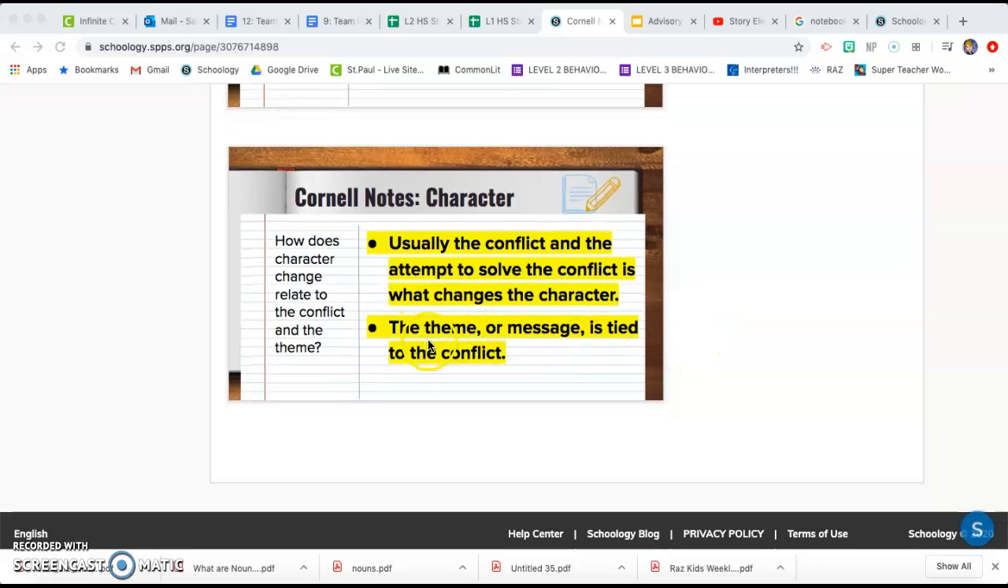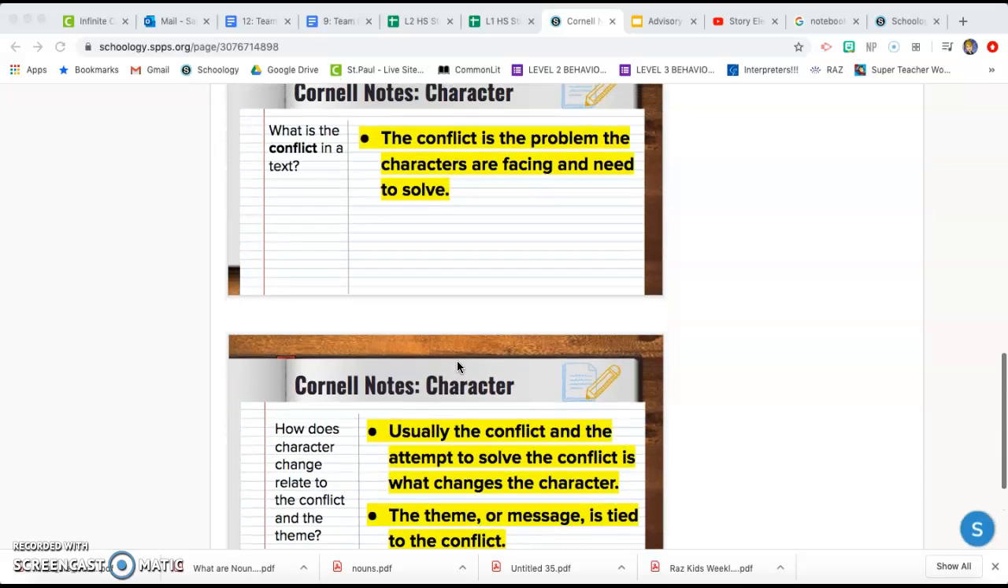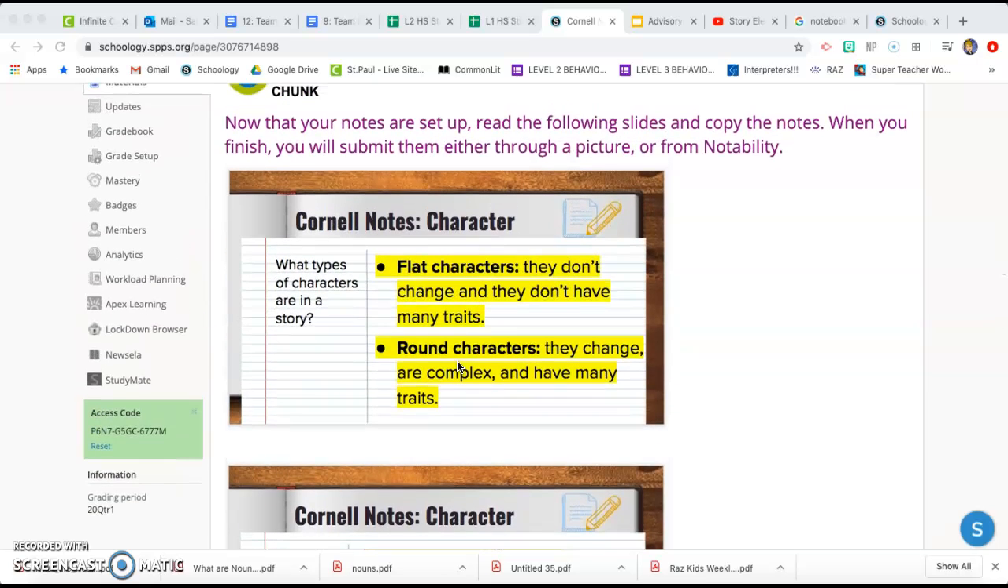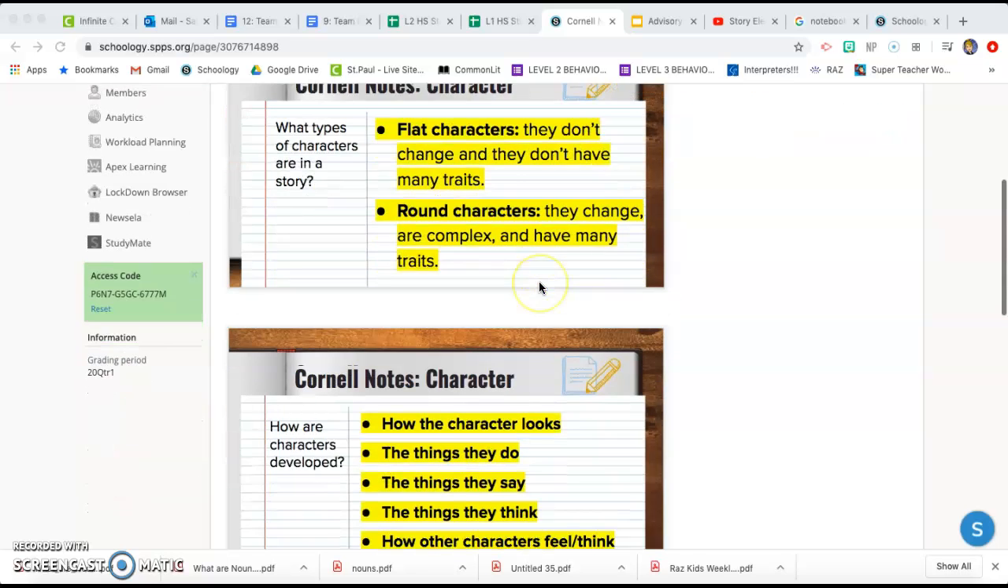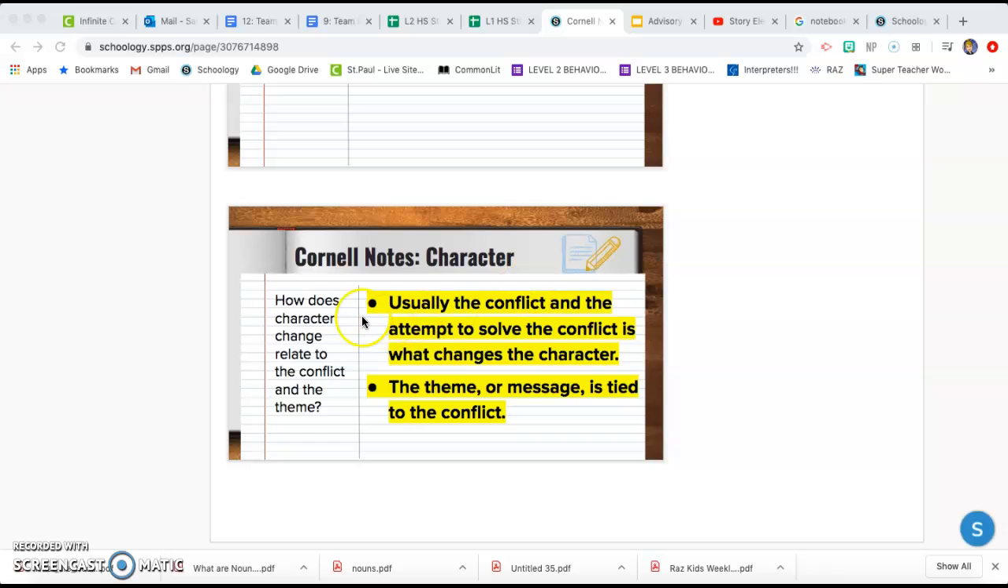The theme or the message, sometimes we call it the lesson, is also tied to the conflict. Please make sure you have all of these notes in your notebook today, and then I would like you to take a picture of your notebook and I would like you to upload your notes. That tells me you took good notes, and I will see them and you will get points.